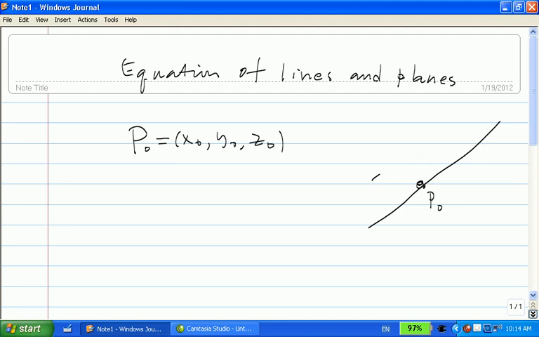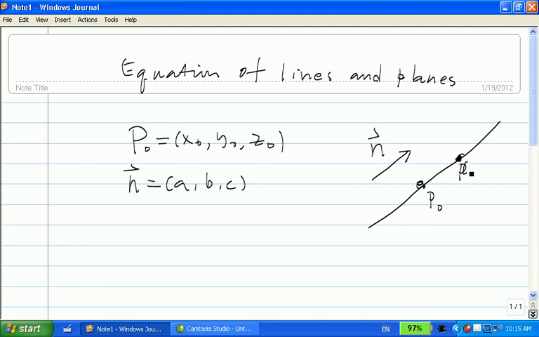Another condition we're going to give is a vector n. n is any vector your line is parallel with. So if I give you those two conditions, n is a vector a, b, and c, obviously there's only one line passing through the point P0 and parallel with the given vector n.